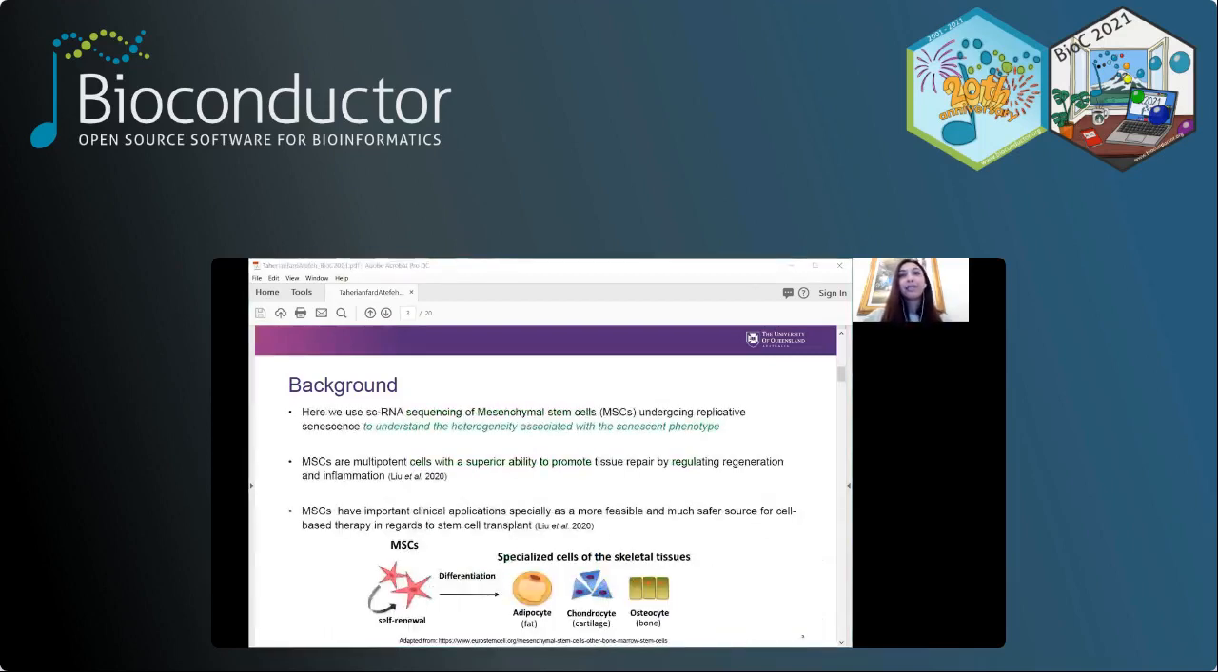So here is single-cell RNA sequencing of mesenchymal stem cells undergoing replicative senescence to understand the heterogeneity associated with the senescent phenotype. MSCs are multipotent cells with a superior ability to promote tissue repair by regulating regeneration and inflammation. MSCs have important clinical applications, especially as a more feasible and much safer source for cell-based therapy in regards to stem cell transplant.